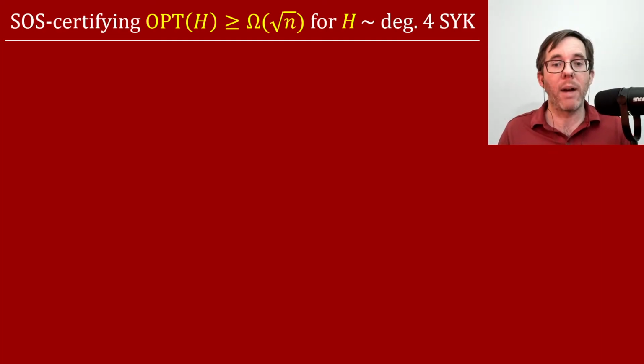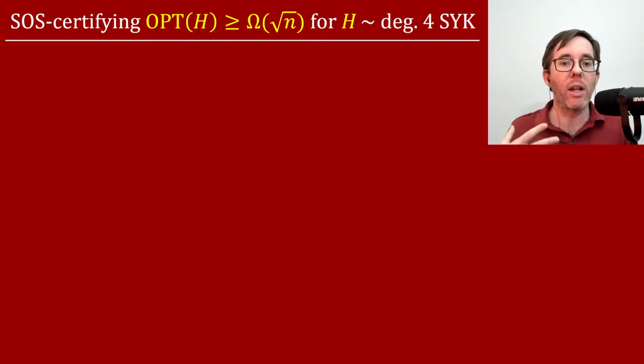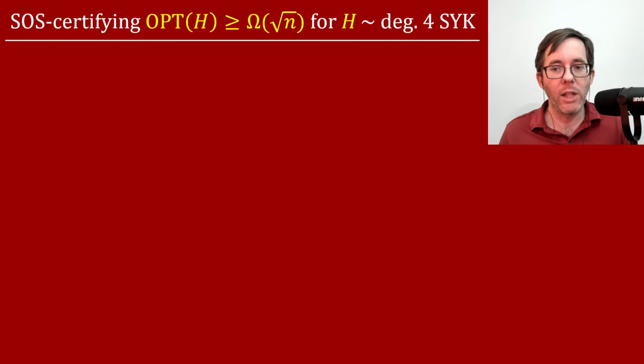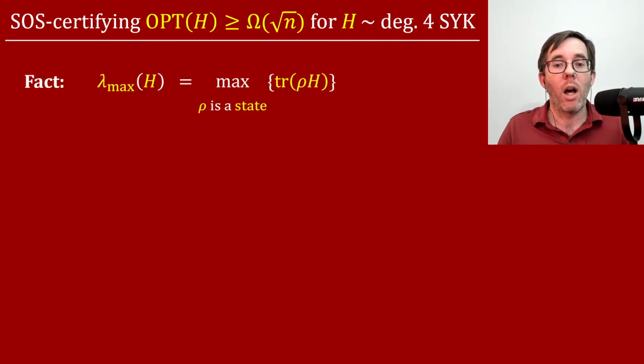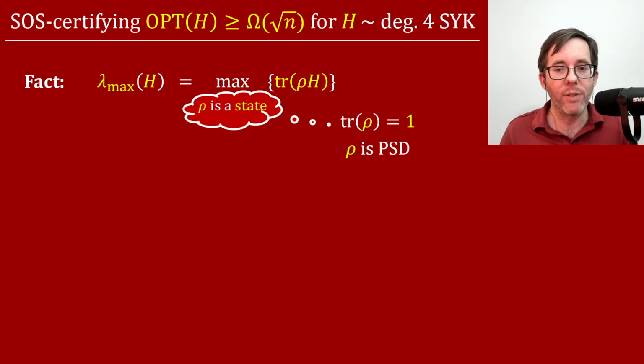Here we want to certify that the maximum eigenvalue of h is at least order root n. Now, ignoring complexity concerns for a moment, one way to certify that a matrix, especially a very large matrix, has eigenvalue at least square root n is to exhibit a unit length vector whose quadratic form under h is at least that large. Or a convex generalization of this idea is to look for a so-called state matrix, rho, such that the trace of rho times h is at least square root n. So here a matrix is said to be a state if it's positive semi-definite and of trace 1. So an example of such a state is just the outer product of a unit vector with itself.